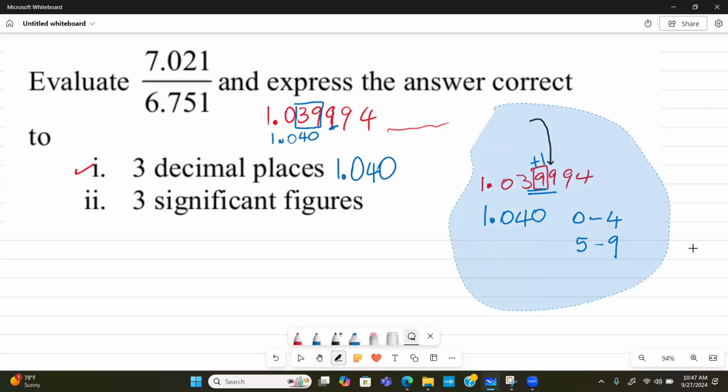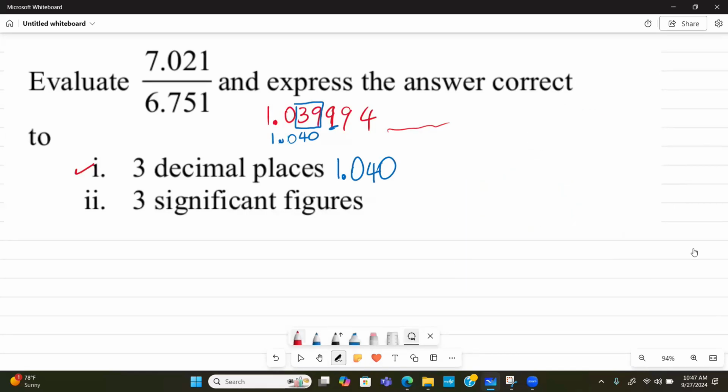Now let's take a look at the significance of this. Now, we want to represent this to 3 significant figures. So let's write it: 1.03999 and then a 4. If we want to represent this to 3 significant figures, remember, zeros between significant figures become significant. So my third significant figure would be this, because significant figures are counted from left to right. So the first one is 1, the second one is a 0, the third one is a 3, right? Then when I look next door, I have a 9.